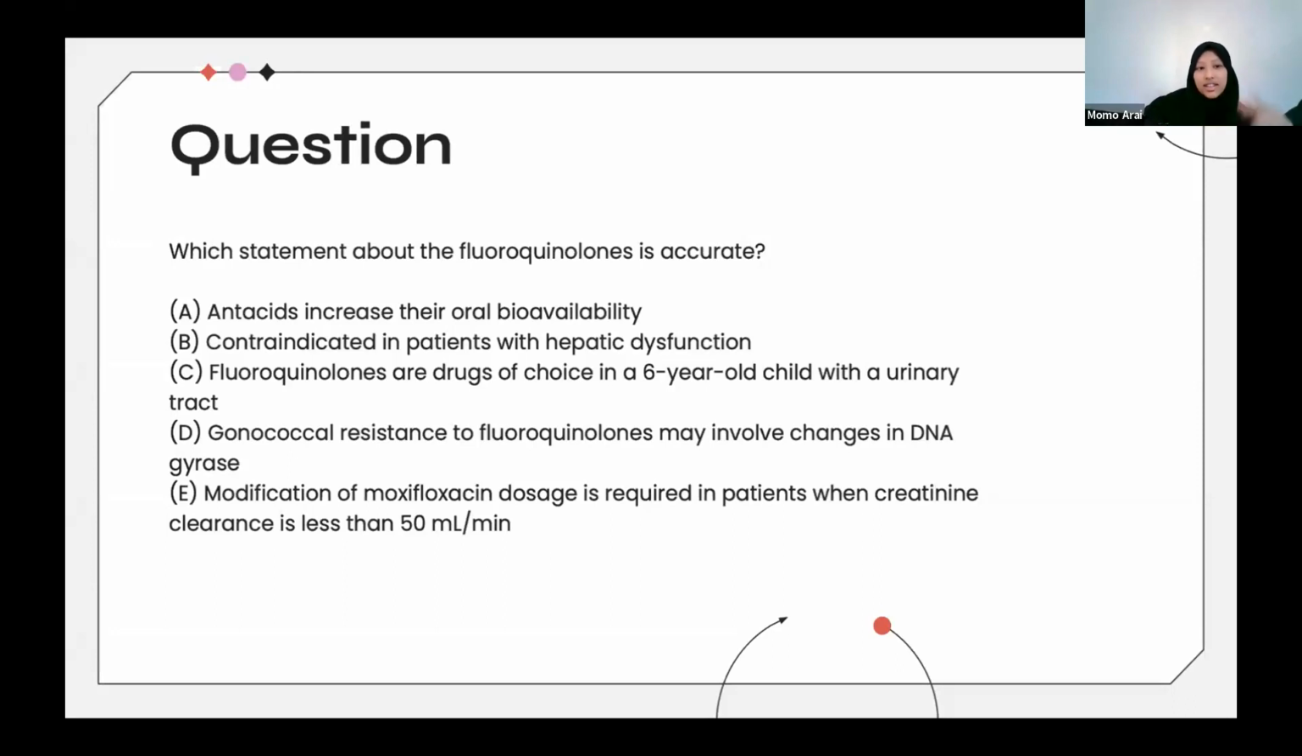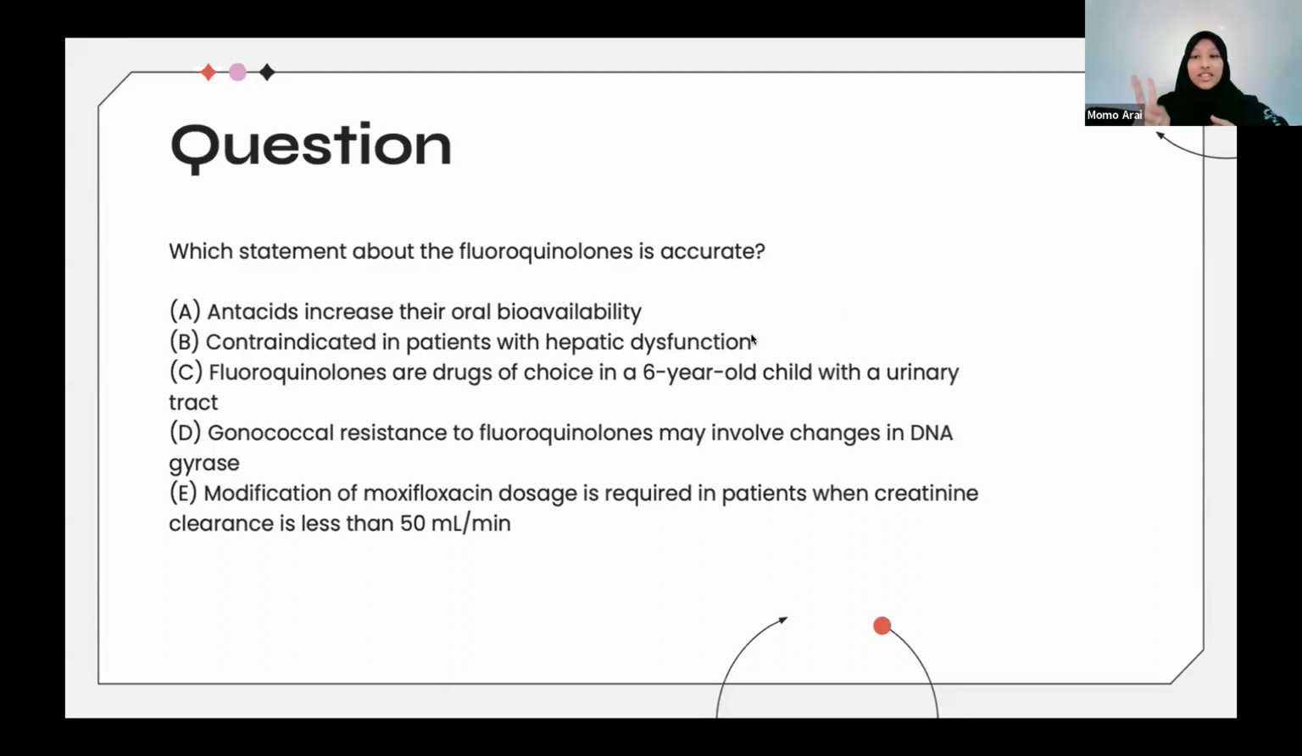So A, antacids increase their oral bioavailability. Is that true or false? Can you take, for example, fluoroquinolones with antacid? I remember it being in the lecture somewhere. Okay, no, you can't. Good. So you can't give them together, right? That's why they don't increase oral bioavailability, it decreases oral bioavailability. That's what this sentence means.